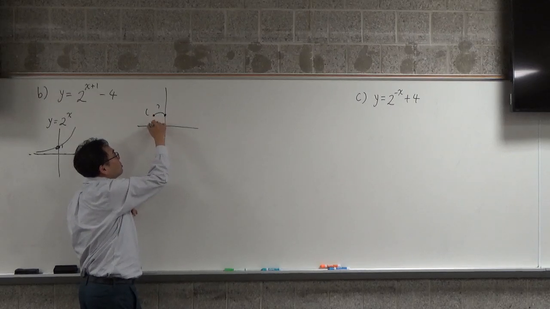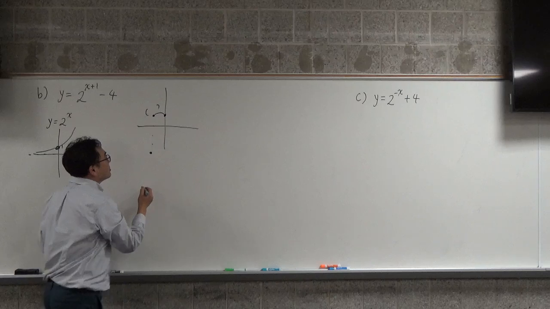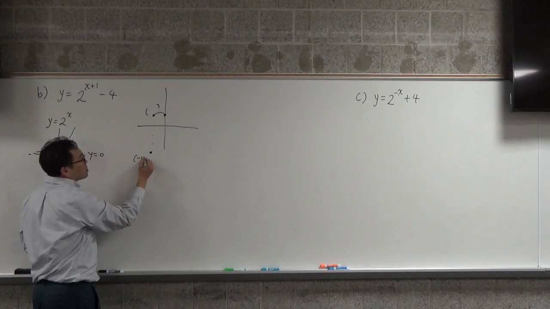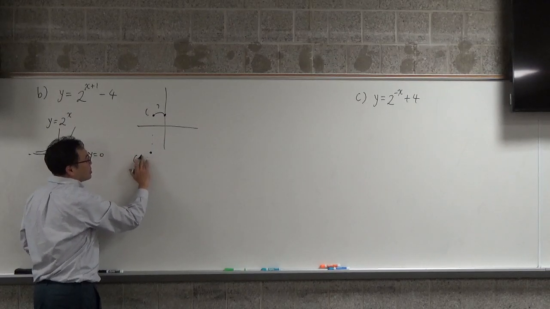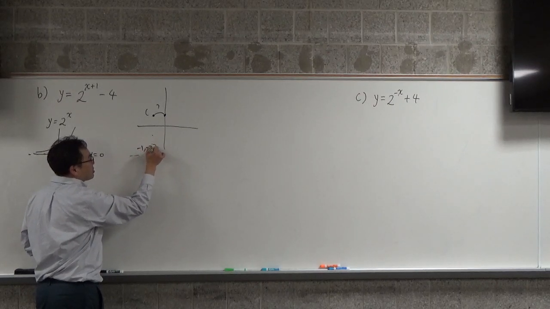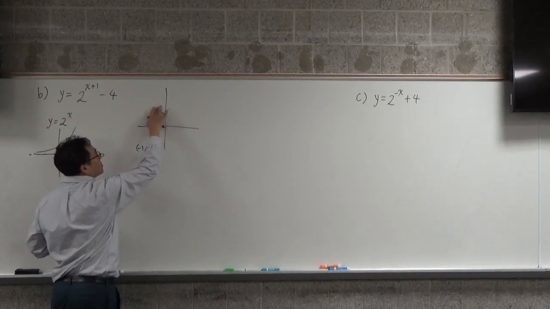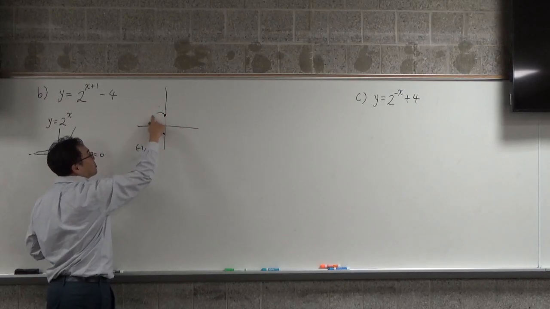Now you go down 1, 2, 3, 4 steps down. What is this coordinate? Negative 1, comma, negative 3. Okay, so this point right here is negative 1, comma, negative 3. So the graph must pass through this point, go 1 step left and go down by 4.